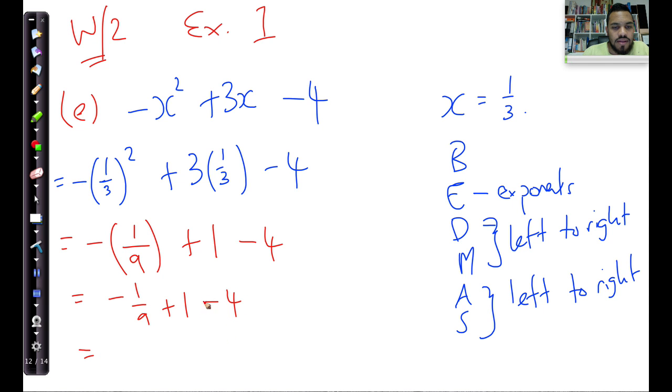Okay, so if you add all of these up, 1 minus 4 is minus 3, so minus 3 and 1/9. As an improper fraction, that's 3 times 9 is 27, plus 1 is 28, so minus 28 over 9. Okay, and that's an example.